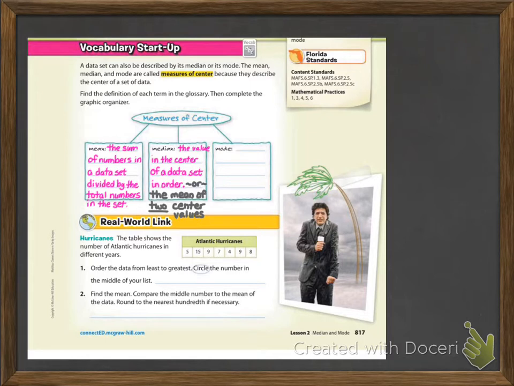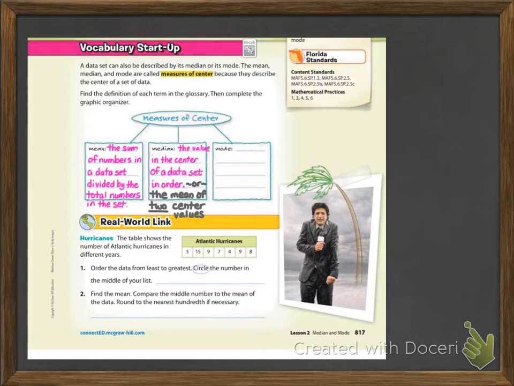The median is when you have your data set, all your numbers, and you have to put them in order from least to greatest. Once you've put them in order, you find the number that's smack dab in the middle. That is your median number. Sometimes you're going to notice that there are two numbers in the middle. If you get two numbers in the middle, you have to find the mean or the average of those two numbers, which means you add them up and divide by 2.